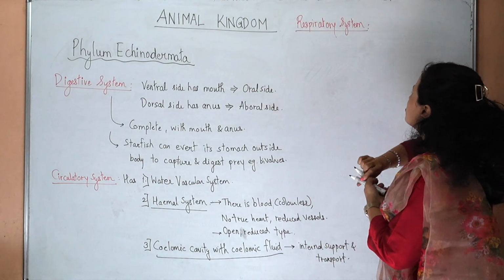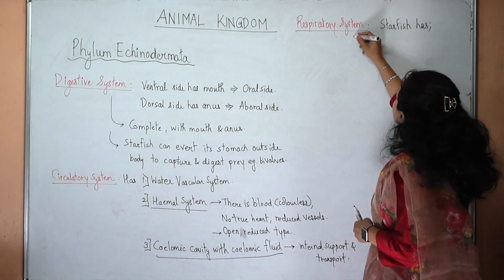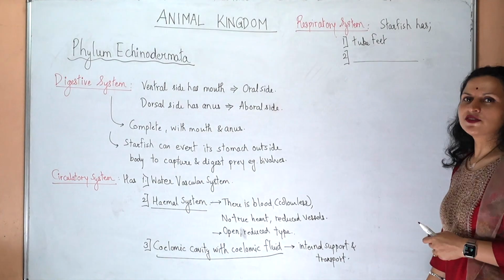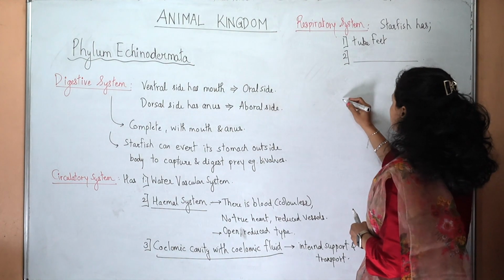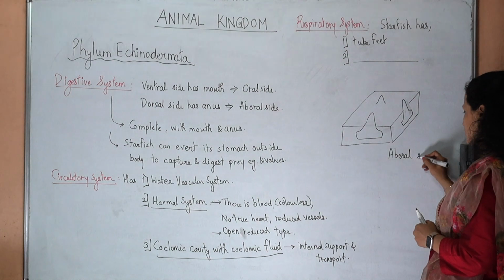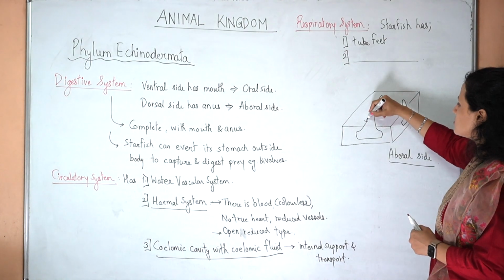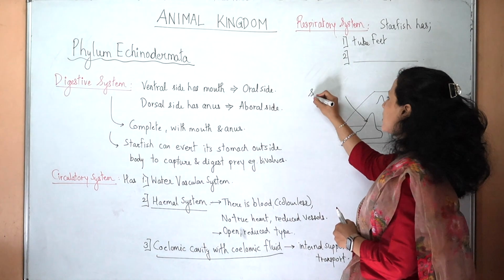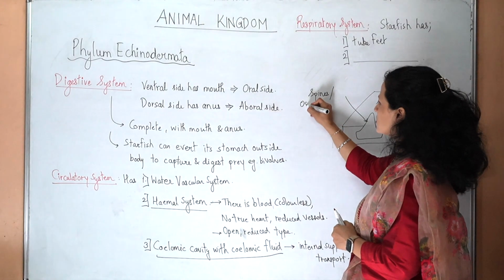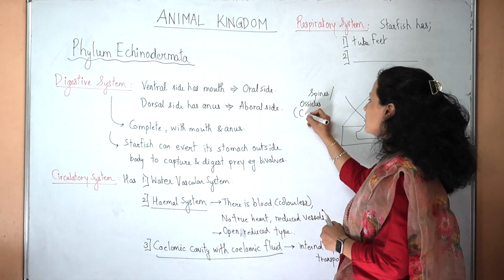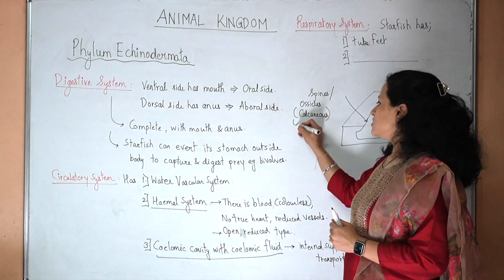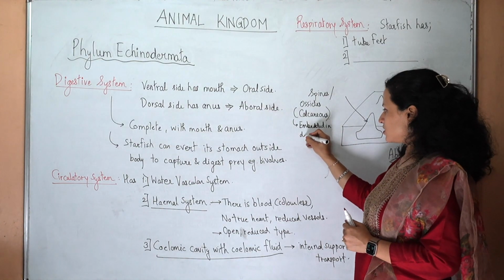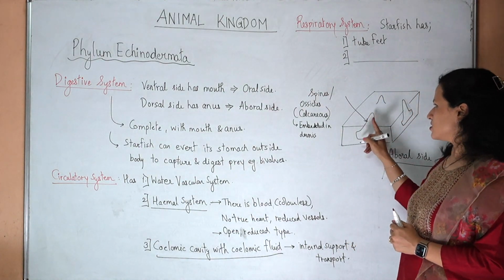For respiration, you know that the starfish has tube feet. Other than tube feet, there is another feature seen in the starfish. Let's look at the aboral surface. This is a section of the aboral side of the starfish. As you can see, the spines are protruding. These spines are also called ossicles, and these ossicles are calcareous in nature, of mesodermal origin. They are embedded in the dermis region and protrude outside through the skin in this manner.